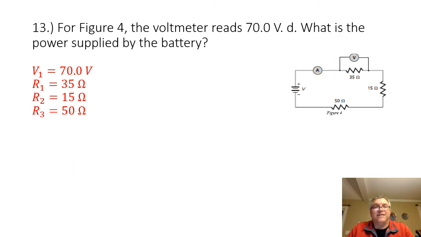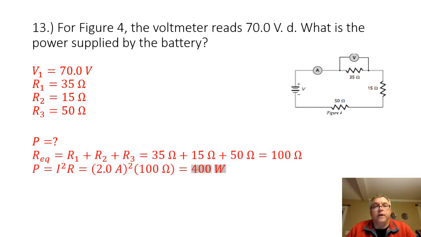Part D asks, what is the power supplied by the battery? So in order to find the power supplied by the battery, I need to know the equivalent resistance of the circuit. I need to know the resistance of the entire circuit. So to find the equivalent resistance, because this is a series circuit, I simply have to add my resistances together. So 35 ohms plus 15 ohms plus 50 ohms is going to give me an equivalent resistance of 100 ohms.